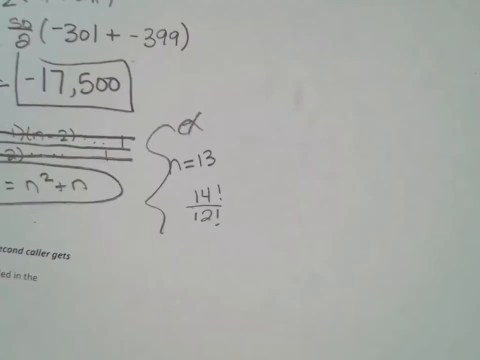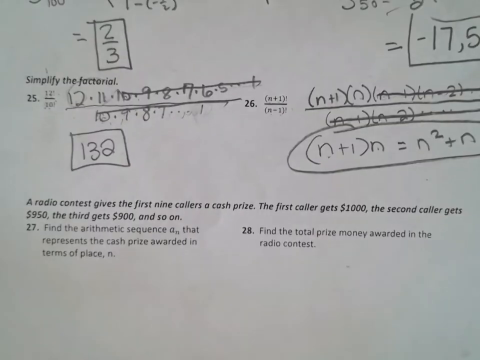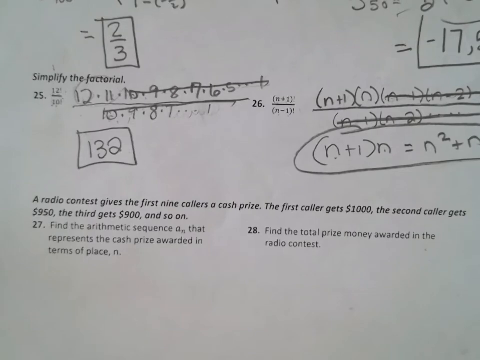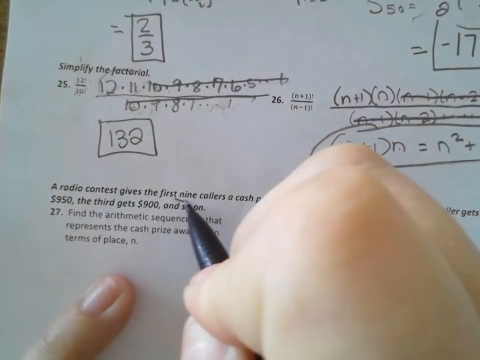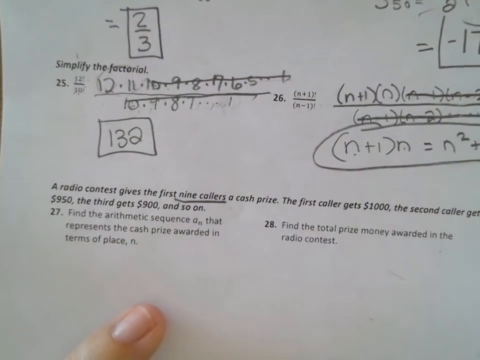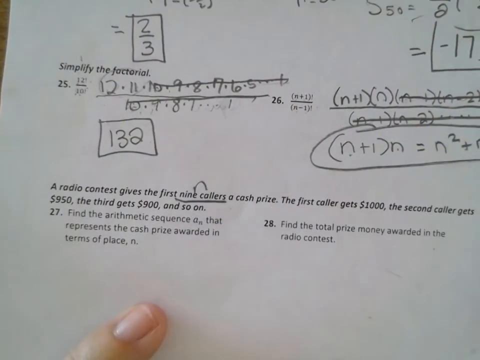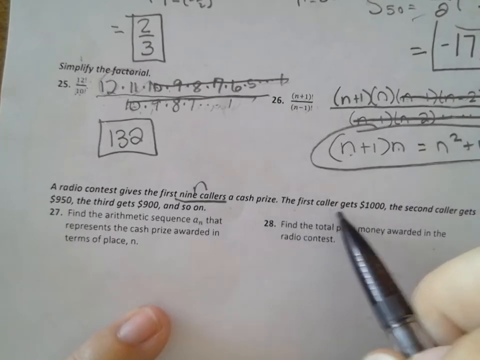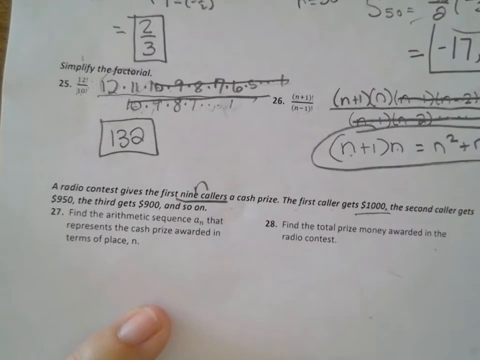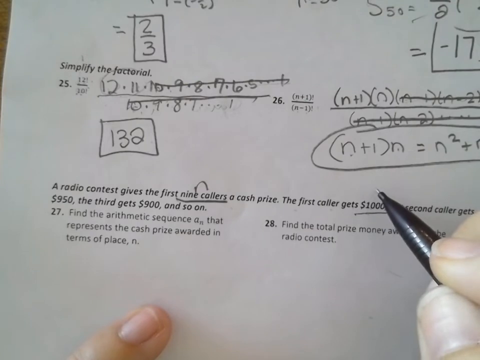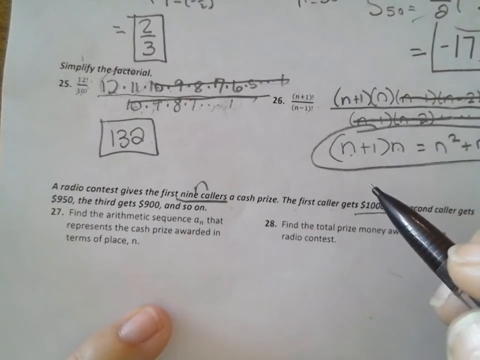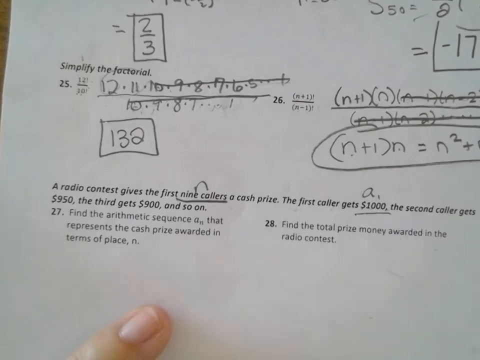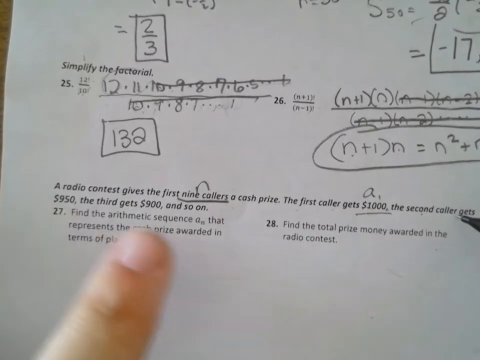All right, final ones. I would really make sure that I understood this because there could be one like this on the test, just saying. All right, a radio contest gives the first 9 callers a cash prize. What information does that give us? N. The first caller gets $1,000. What does that give us? Your initial term. That's your first term. The second caller gets $950, the third caller gets $900, and so on.